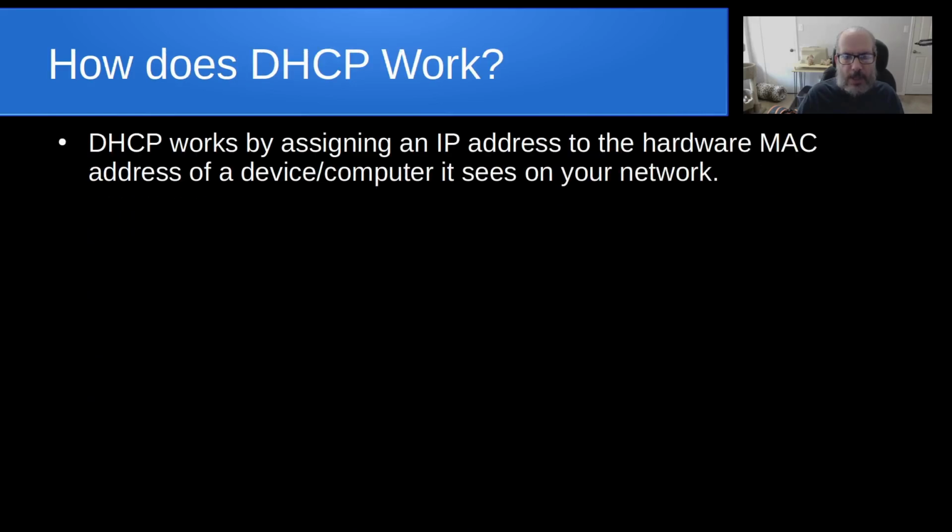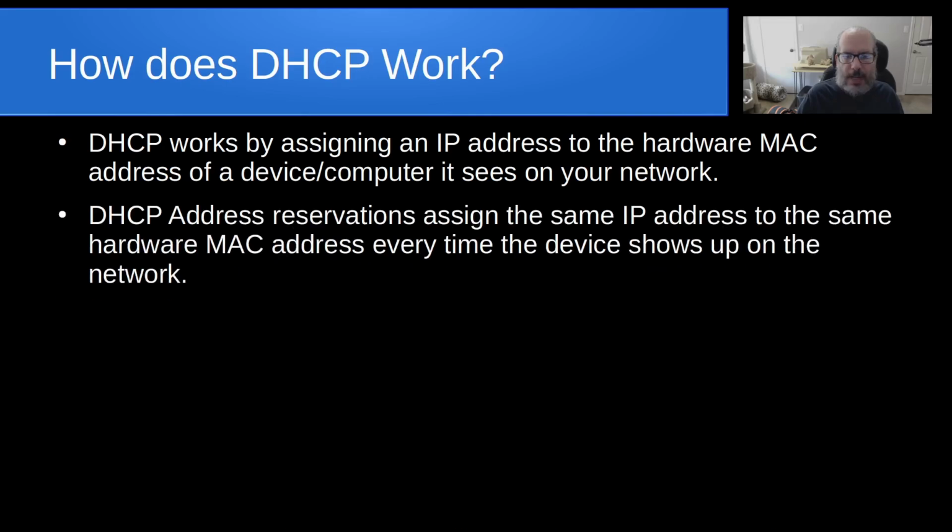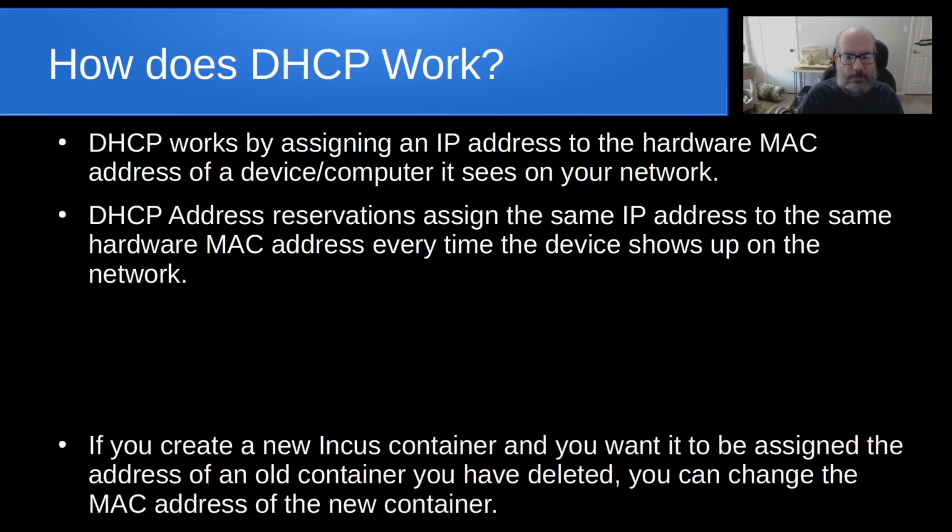So how does DHCP work? Well, DHCP works by assigning an IP address to the hardware MAC address of a device or computer that it sees on your network. And DHCP address reservations assign the same IP address to the same hardware MAC address every time the device shows up on the network.